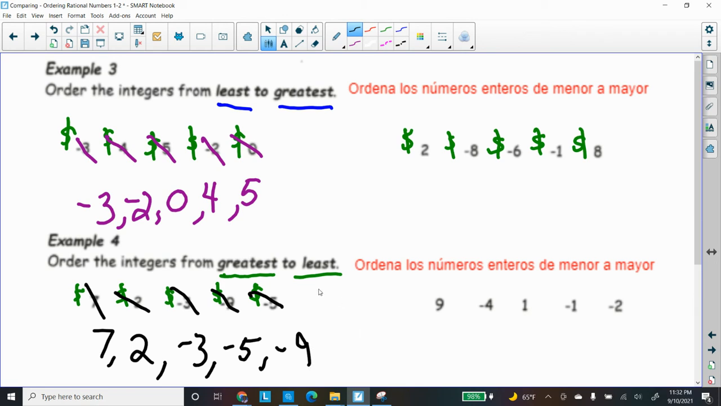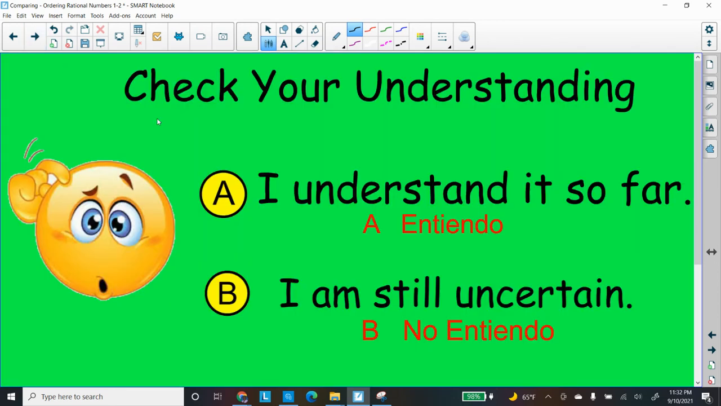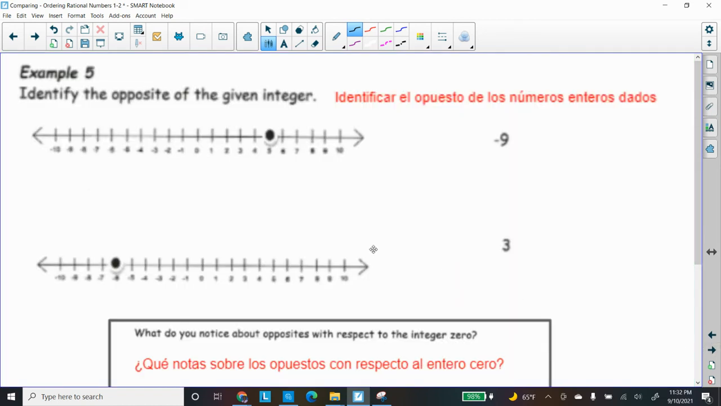All right, so we're ordering integers from greatest to least. All right. So check your understanding. If you're unsure of what's going on, rewatch the video, write down your questions, and bring them in. All right, here's our example number 5. Identify the opposite of the given integer.